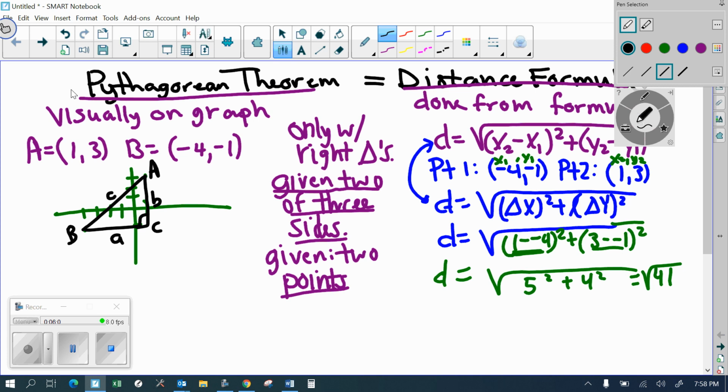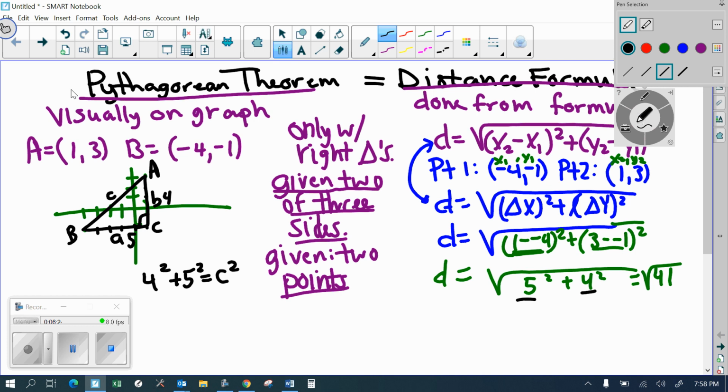Okay, so I just have to count. 1, 2, 3, 4, 5. There's 5. Oh, look at that, there's that 5 I counted here. 1, 2, 3, 4. There's 4 on this side. Oh, there's the 4 right there. The exact same thing. And so I have 4 squared plus 5 squared equals c squared.